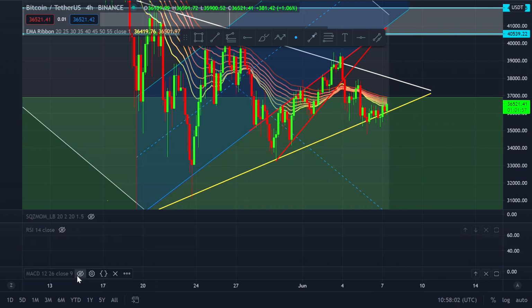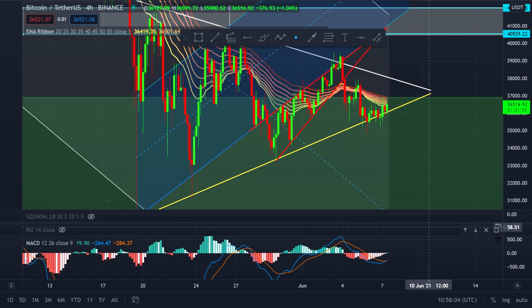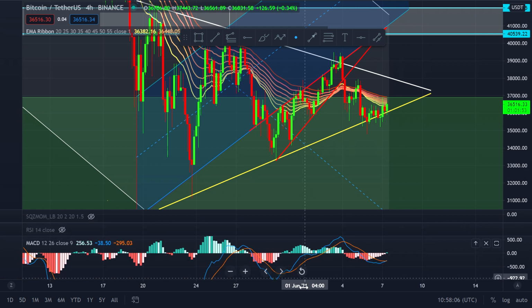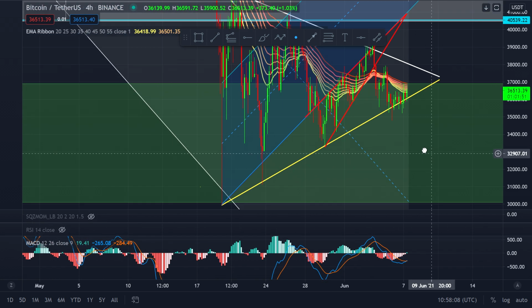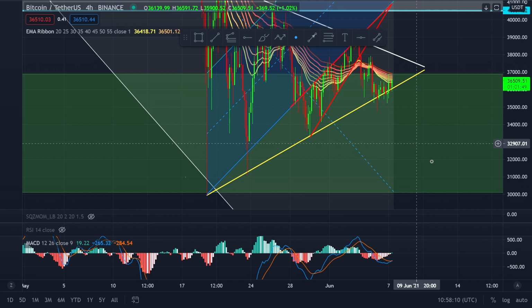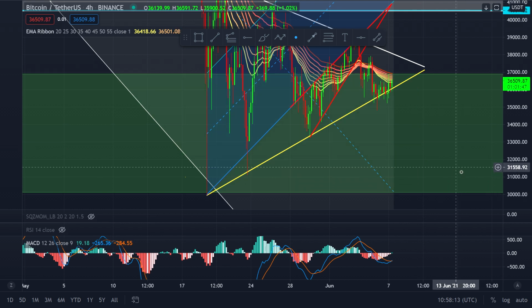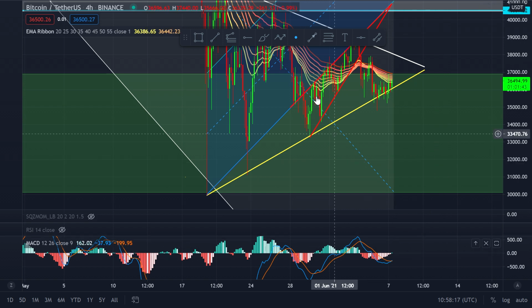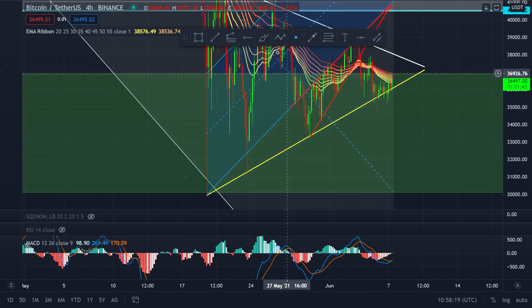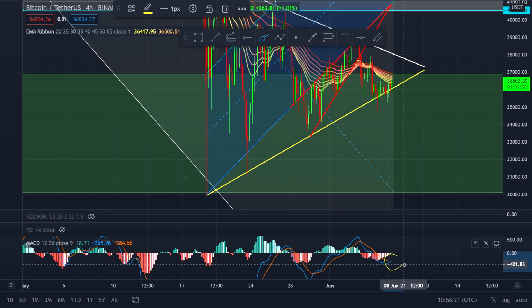If we go to the MACD on the 4-hour also, by the way, I like to analyze the 4-hour because it's the best time frame to analyze the short term and the midterm moves of a certain token or coin or stock. So you can see we're about to have a bullish divergence on the RSI, on the MACD right here.